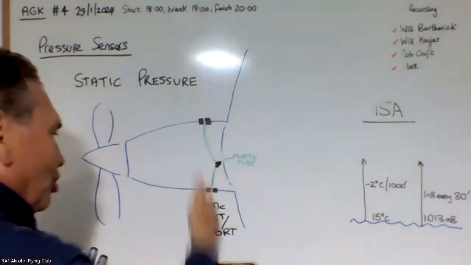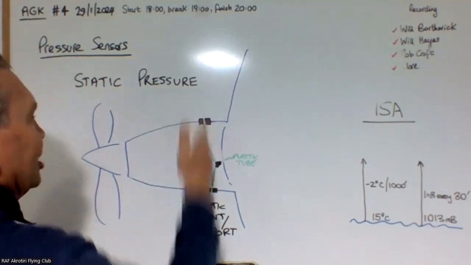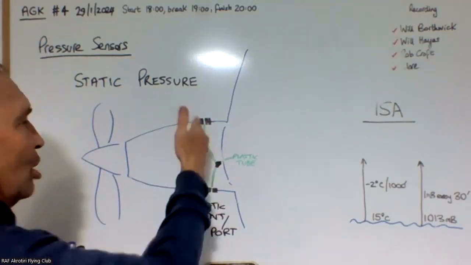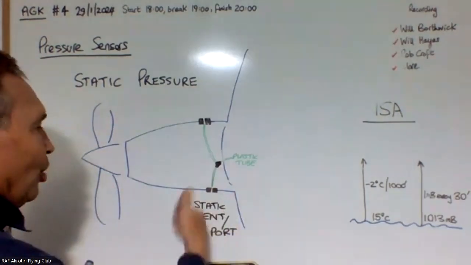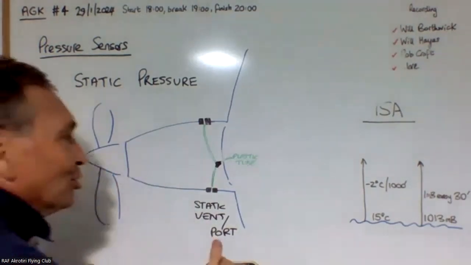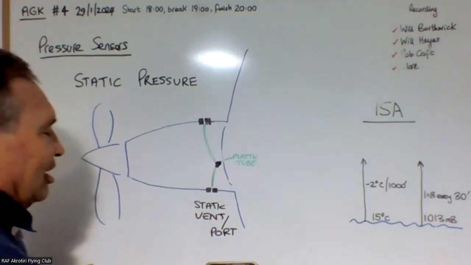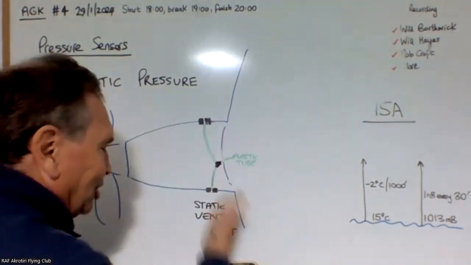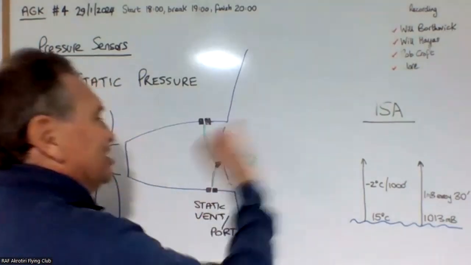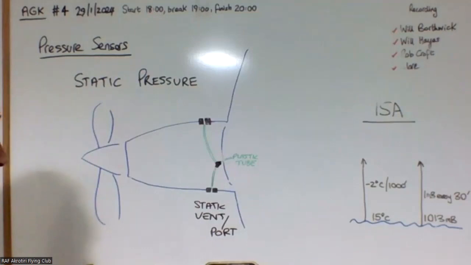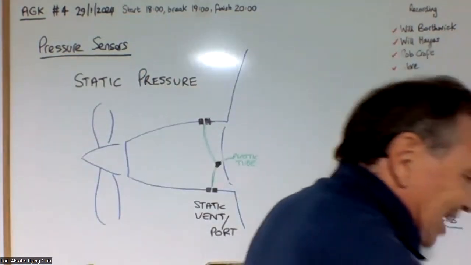So you might well find that the static port is on. You've got the matching one on each side of the plane, and the static port is measuring the outside air pressure. Sorry, that's bollocks. The static port doesn't measure anything. The static port is representing the outside air pressure. So that's the static system.